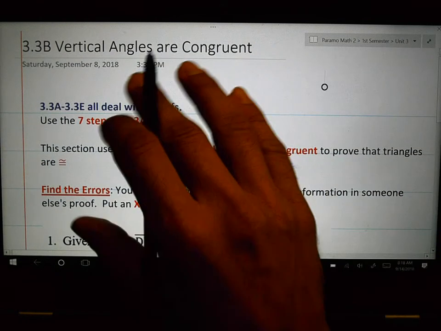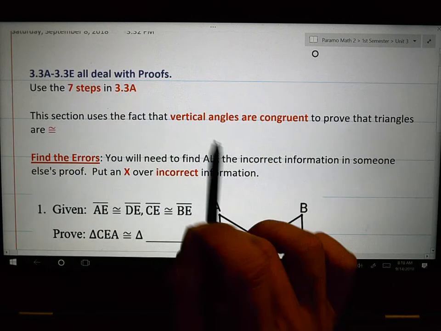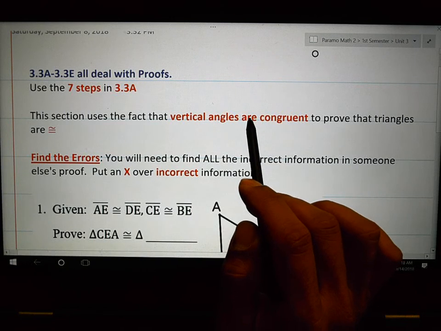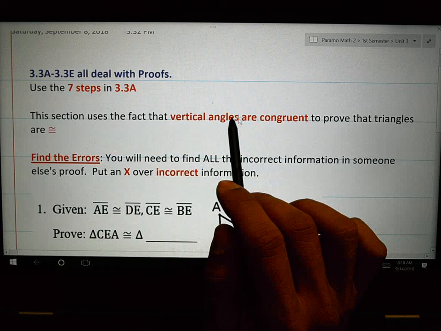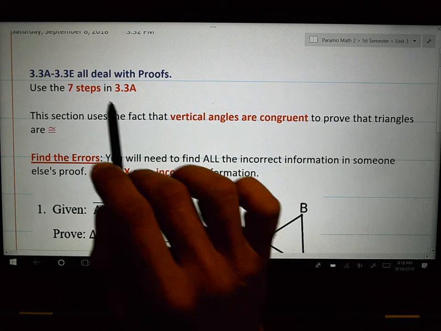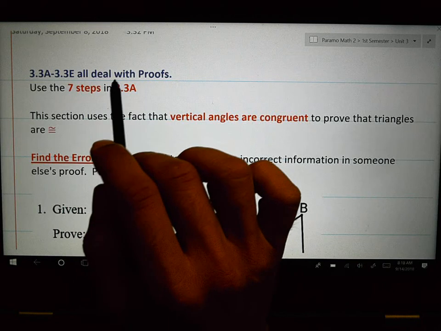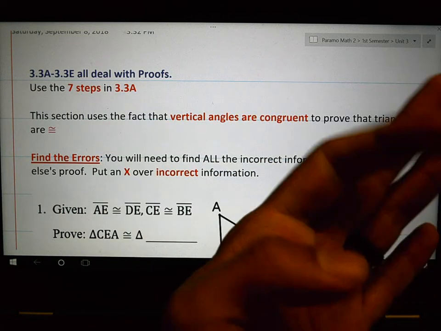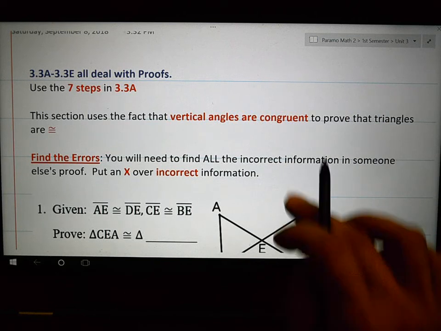In this specific worksheet, 3.3b, we're going to be dealing with the fact that vertical angles are congruent. It's not going to be the reason why two triangles are congruent, but it's going to be the reason why two angles are congruent. And then we can use the things we learned in 3.3a, like side-side-side, side-angle-side, angle-side-angle, angle-angle-side, or HL, to prove that two triangles are congruent.